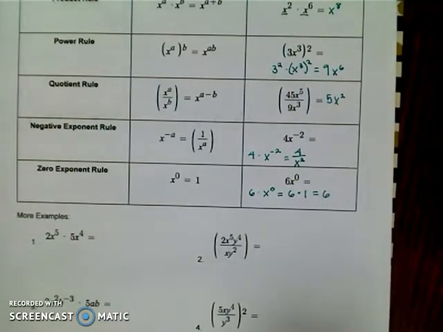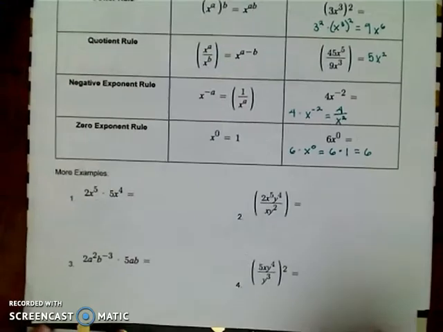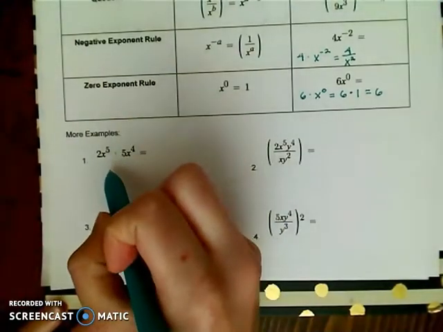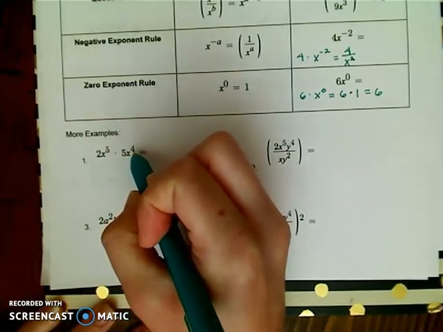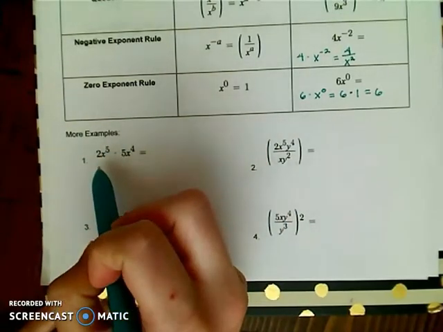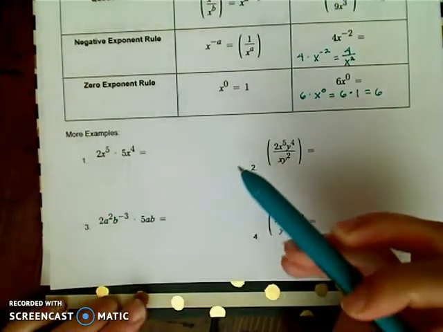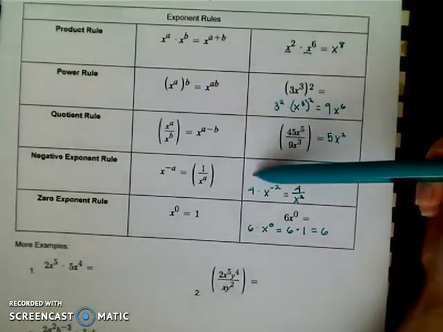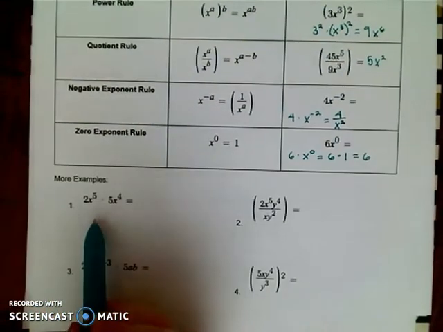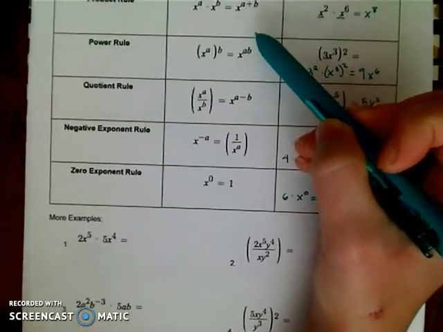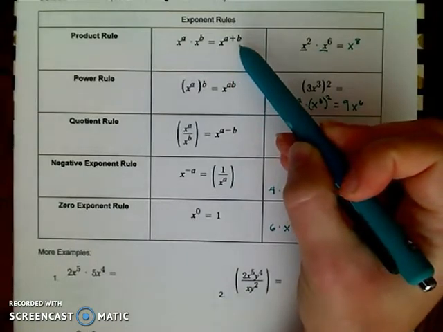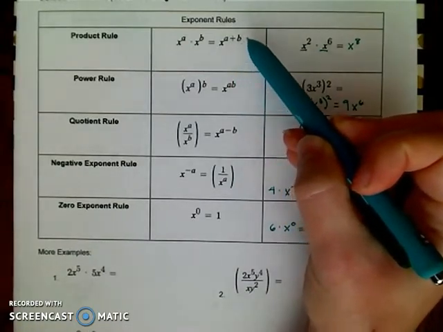So now let's combine some of these rules together. For example number 1, we have 2x to the 5th times 5x to the 4th. Well, if we look at this problem, what rule from our table up top do you see? The first rule that I see is the product rule, and according to the product rule, it tells me to add the exponents of like bases.